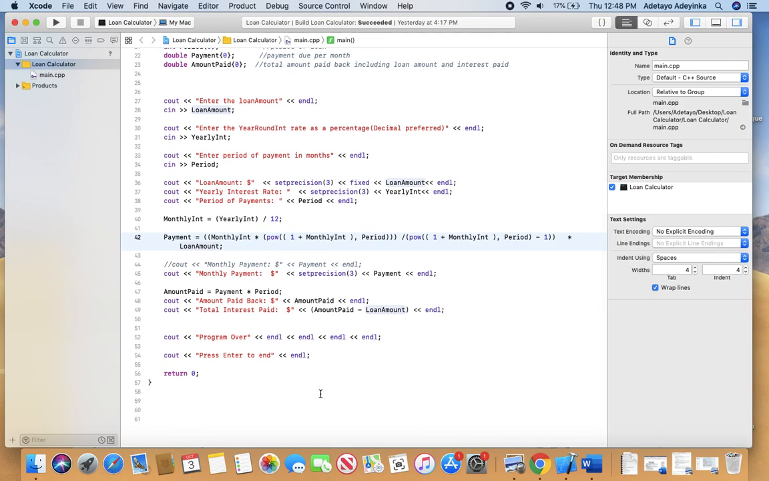Okay, so you see the monthly payment. Sorry, that was a mistake on my part. Then the amount to be paid has to be the payment times the period that you want it for, basically.